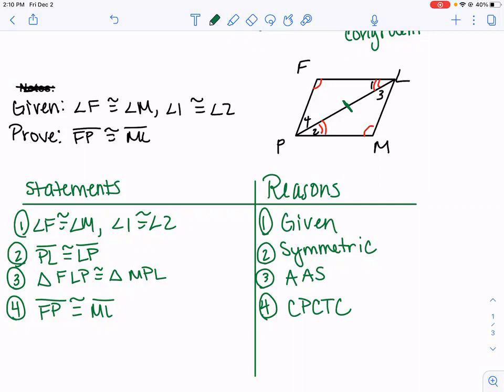Wait, so we don't even really have to think, right after we get the congruent triangles, we can just put that? Yes, Layla. Seems like some easy points to me.